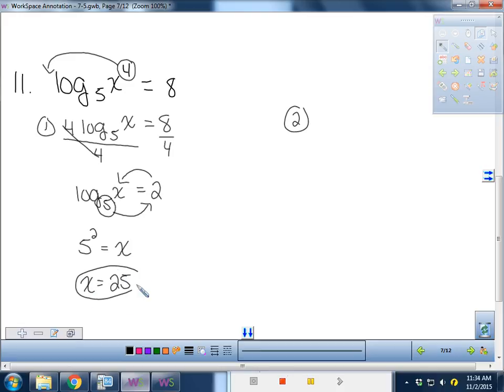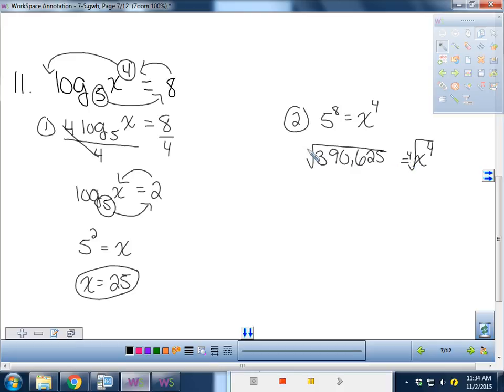I like that way the best, but I think that you guys will probably like this way. So again, you just have one log. There's nothing in front. So you could just immediately rewrite it as 5 to the 8th equals x to the 4th. All right. 5 to the 8th power is 390,625. And then to get rid of a 4th power, you have to take the 4th root.